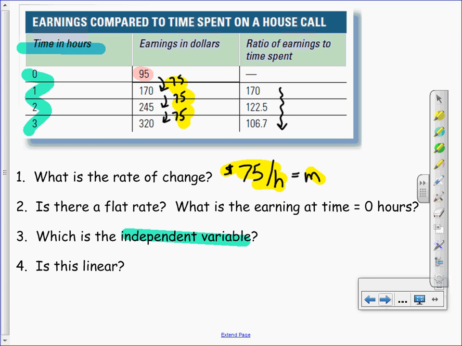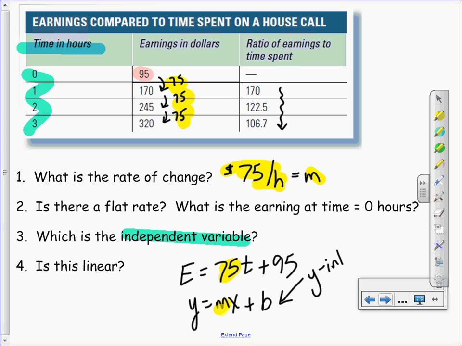And in fact, if I want to make the equation, the earnings is the rate of change multiplied by the independent variable, which is the time, plus the place where you start at, which is your flat rate. So very similar to what we looked at earlier with y equals mx, where your 75 is your m. Now we add on this b value, which is 95, and you'll see in the next question, all that ends up being is the place where the graph crosses the y-axis, which we call the y-intercept.